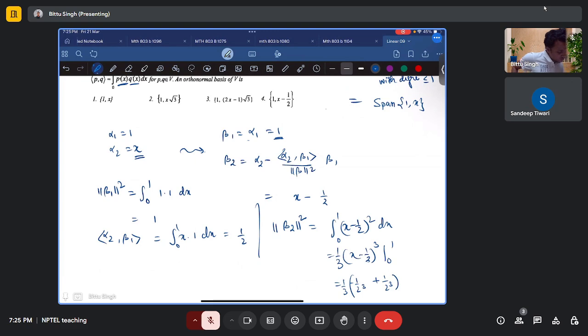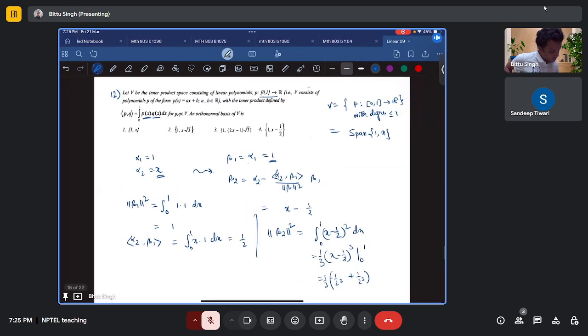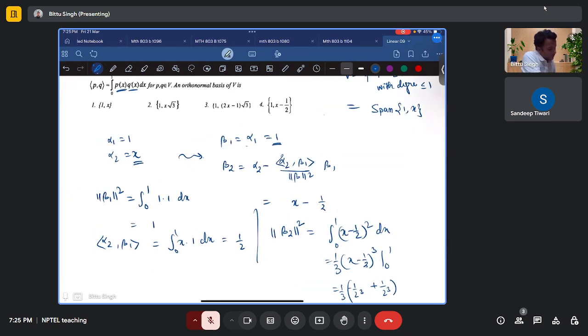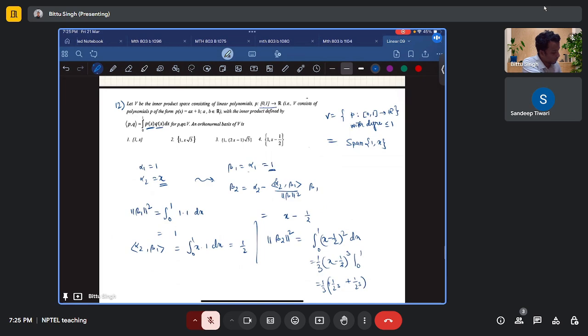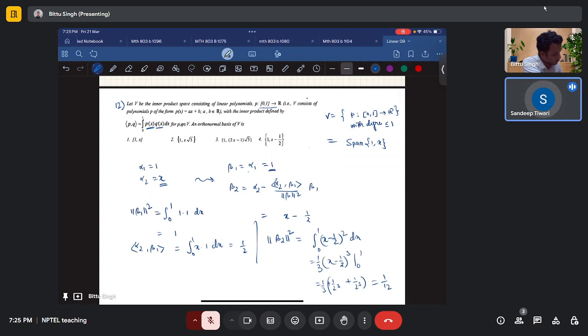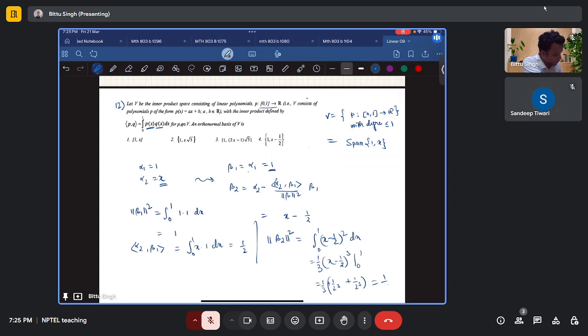No, there is some mistake, right? This should not be 0. Sir, there is plus 1 by 2 cubed. First term, because 1 minus 1 by 2 is 1 by 2 simply. So it is 1 by 12 actually, right? 1 by 8, 1 by 24, 1 by 4, 1 by 12 actually.